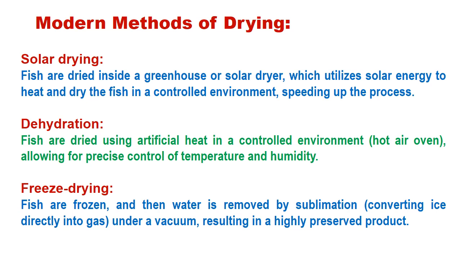And the most modern method is freeze drying. The fish are frozen and then water is removed by sublimation. Here ice is converted directly into vapor. That is sublimation. This happens under a vacuum, resulting in a highly preserved product. That is a high quality product. Freeze drying is very costly because of the modern technology required for it, but it has the best quality and is most easily rehydratable.